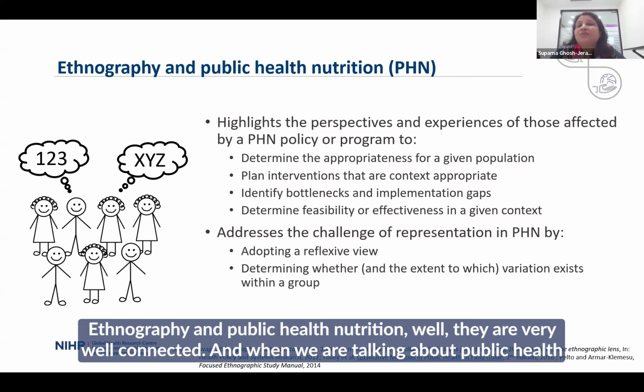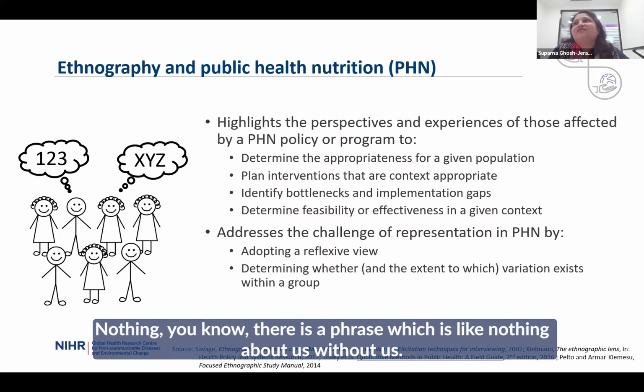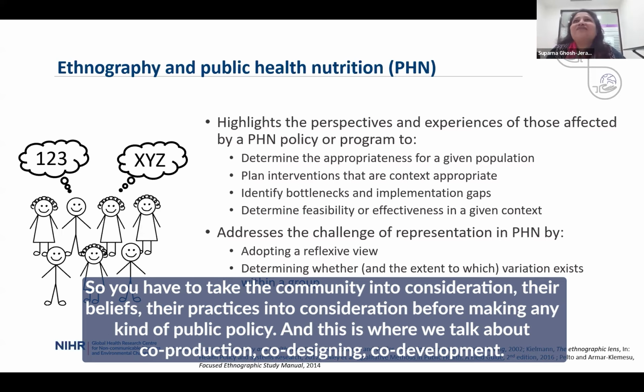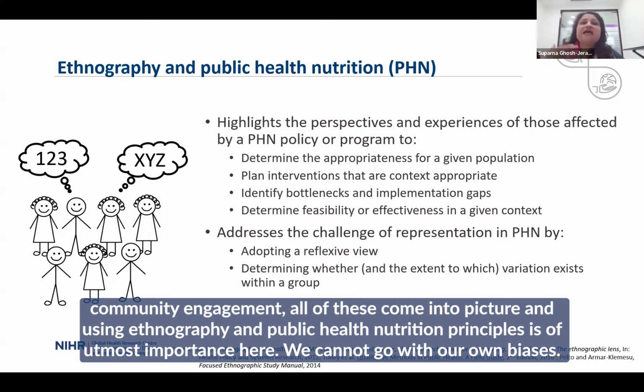Ethnography and public health nutrition, well, they are very well connected. And when we are talking about public health, there is a phrase: nothing about us without us. So you have to take the community, their beliefs, their practices into consideration before making any kind of public policy. And this is where we talk about co-production, co-designing, co-development, community engagement. All these come into the picture, and using ethnography and public health nutrition principles is of utmost importance here.